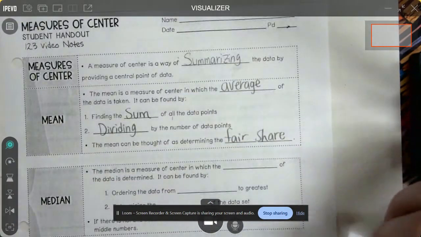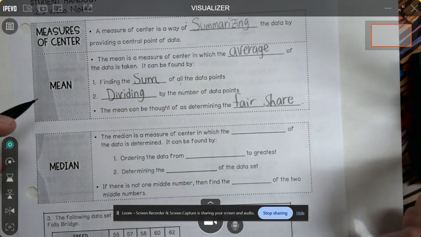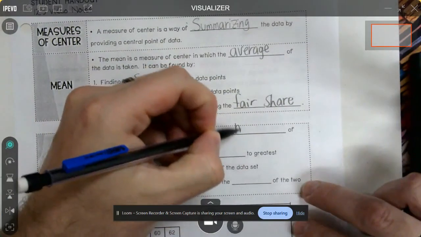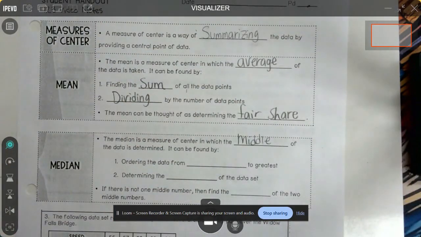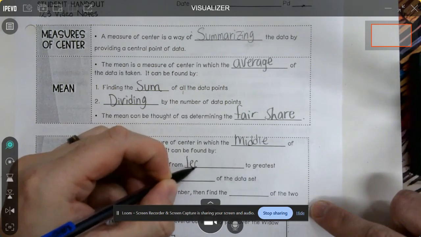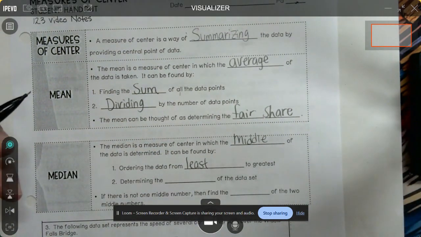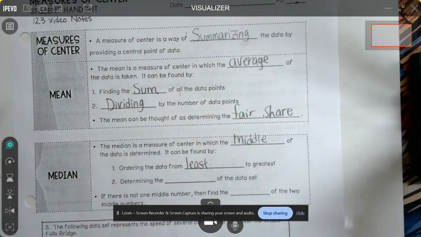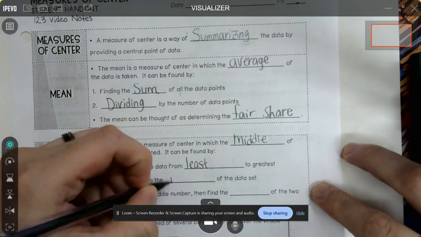All right, the median. You probably remember median means the middle. So the median is a measure of center in which the middle of the data is determined. It can be found by ordering the data from least to greatest. That's a really good key to be successful, is to immediately list all your numbers from least to greatest when you're given a data set. Okay, and then determine the middle of the data set.